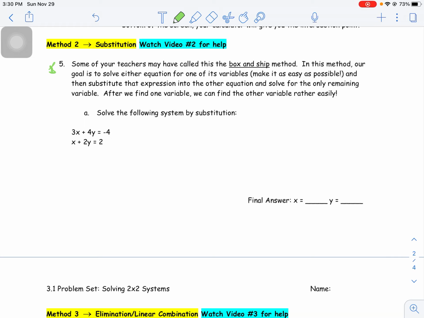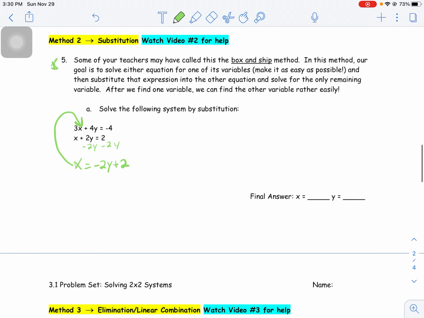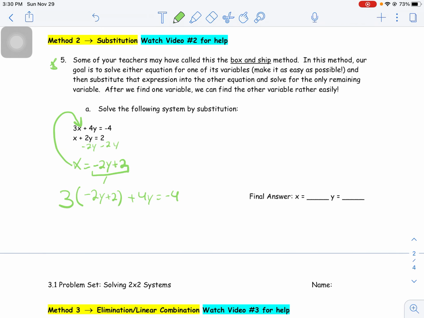In order to do this, we first need to solve for a variable. It can be either x or y. I'm going to solve for x. So if we subtract 2y from both sides of that bottom equation, you get x is equal to negative 2y plus 2. All right? What we're going to do is we're going to plug that x into the other equation. So it's going to be 3 times negative 2y plus 2 plus 4y is equal to negative 4. And notice we plugged in x into this x. All right?